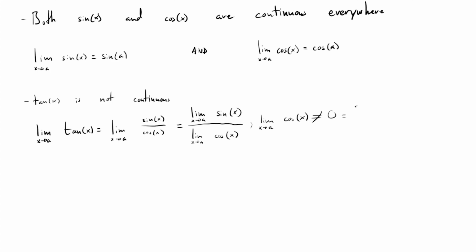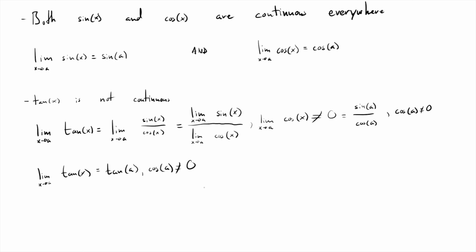Now we know that's just sine of a divided by cosine of a. Remember, we got rid of the limits here now because we're evaluating this limit at a. But this still has the rule that cosine of a cannot equal 0. Okay? And so what that means is that the limit as x approaches a of our original function tan x is just equal to tan a, such that cosine of a is not equal to 0.